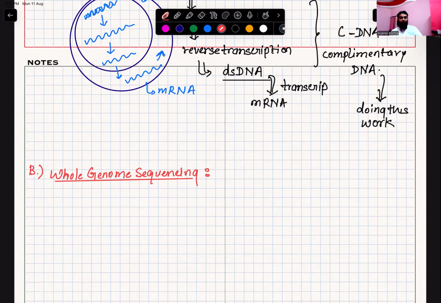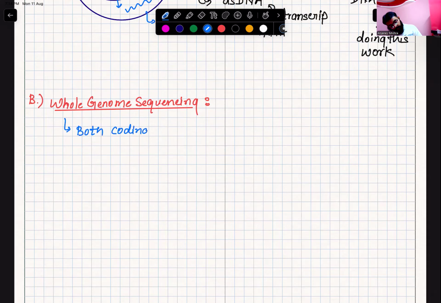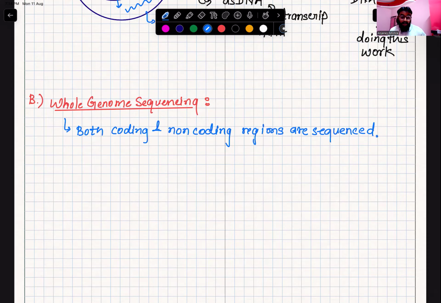But yeah, the whole genome sequencing part, let's talk about. Here, we do not care whether you make the RNA, whether you make the protein or not. We are going to sequence everything. Both coding and non-coding regions are sequenced. Is that okay? Is that clear?